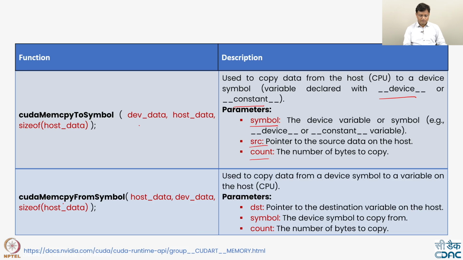Similarly, there is another function, cudaMemcpyFromSymbol. That was ToSymbol and this is FromSymbol, meaning a variable is declared with device or constant. The data that particular variable holds is copied from that symbol to the host. It is just the reverse operation of the previous one.